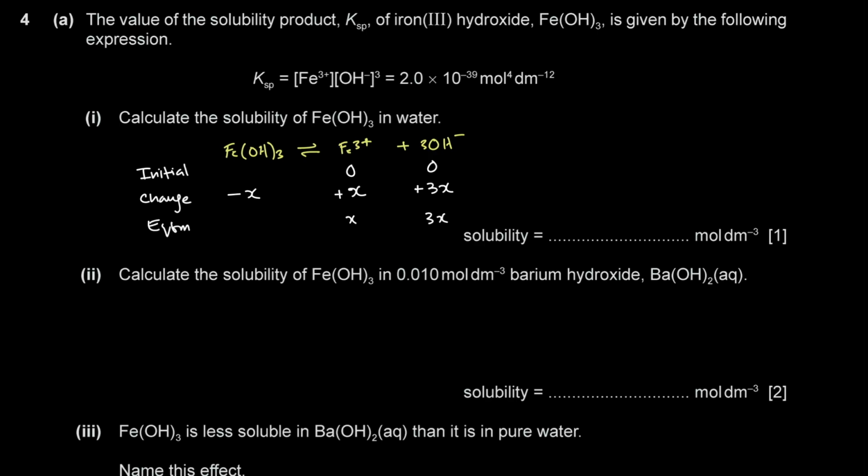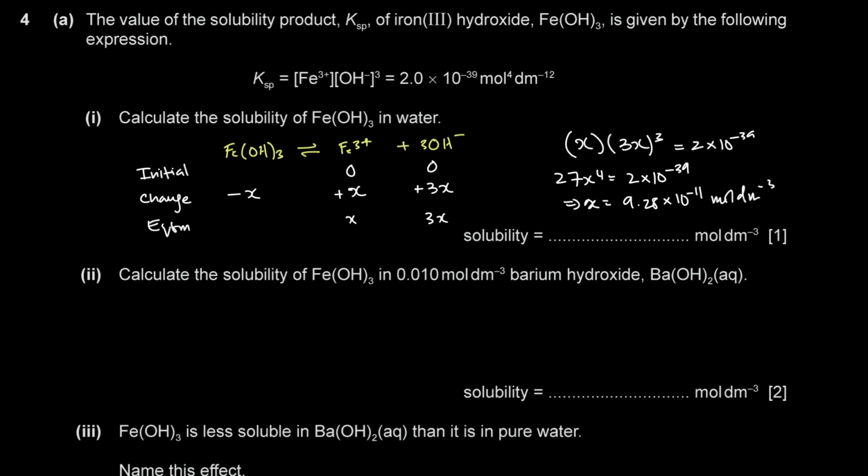And we know the Ksp expression, it's given to us. So the concentration of Fe3+, that's x, times the concentration of hydroxide, that's 3x cubed, is equal to 2 times 10 to the power of negative 39. So over here we're going to get 27x to the power of 4 is equal to 2 times 10 to the power of negative 39, which will give us x as 9.28 times 10 to the power of negative 11 moles per decimeter cube. So that's the solubility of iron(III) hydroxide.